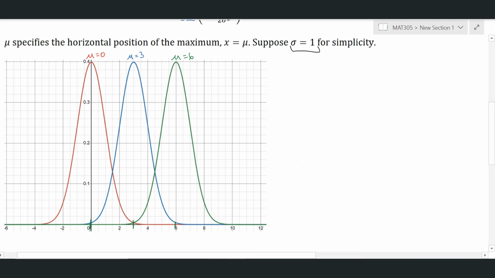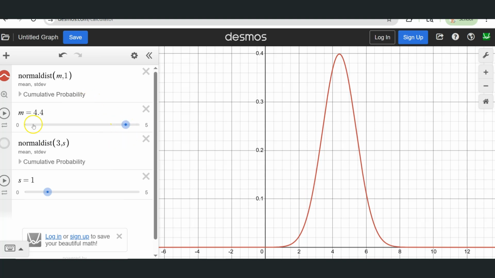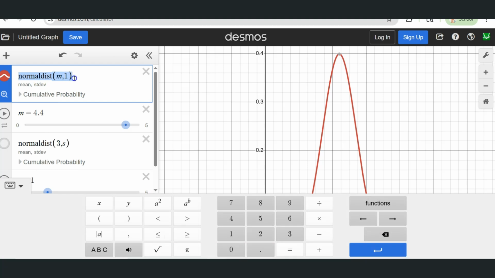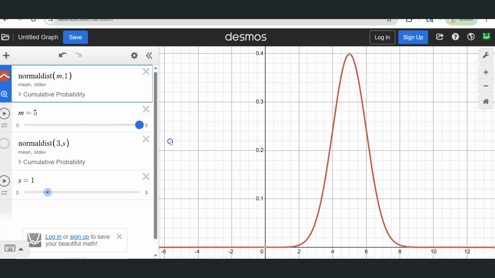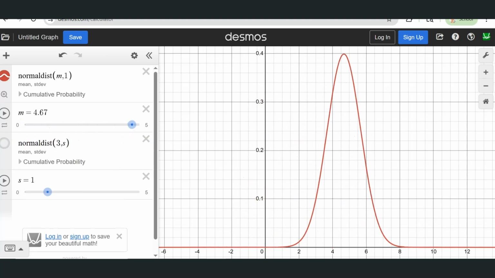And to really drive this home, let's take a look at this graph. Here I'm calling the function normal dist that actually accesses the PDF just so I don't have to type in 1 over the square root. This just does it automatically. And you can see all that value of mu does is it causes a horizontal shift.